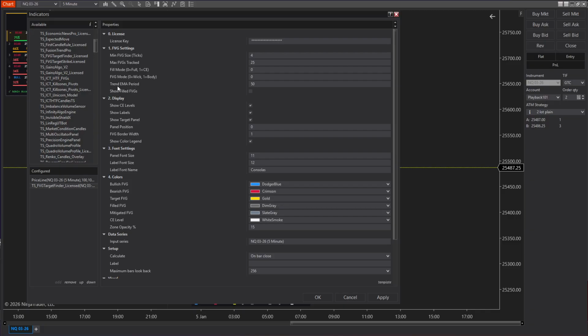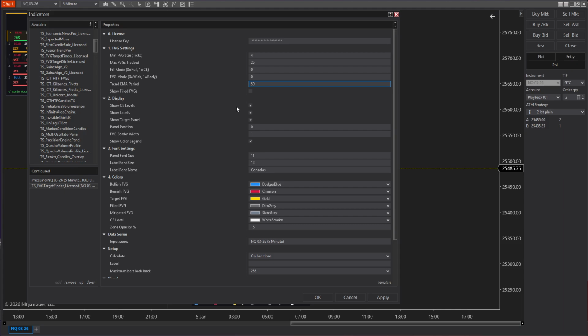Trend EMA period, default is 50. This is the EMA the scoring algorithm uses to determine trend direction. The indicator doesn't plot this EMA on your chart, it's working behind the scenes in the scoring engine. 50 is solid for intraday.